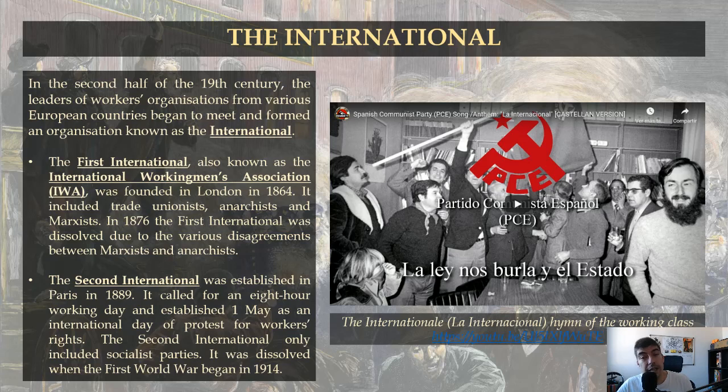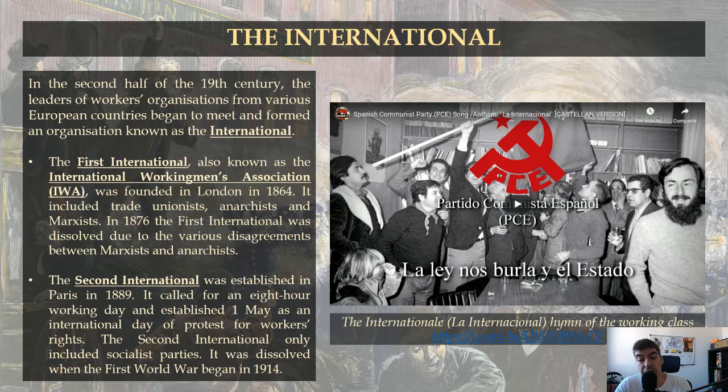And in 1876, the First International was dissolved due to the various disagreements between Marxists and anarchists. The main disagreement was the importance of the state and the political parties.